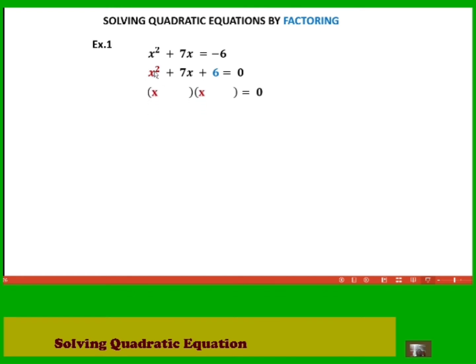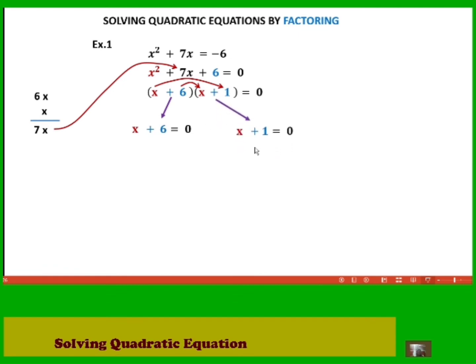The factor of x squared is x times x. The factor of positive 6, since the middle term is positive, must be positive 6 and positive 1. So that if we multiply the terms, 6 times x is 6x and x times 1 is x, and if we add, we get the middle term positive 7x. After that, equate its factors to 0. So x plus 6 equals 0 and x plus 1 equals 0.